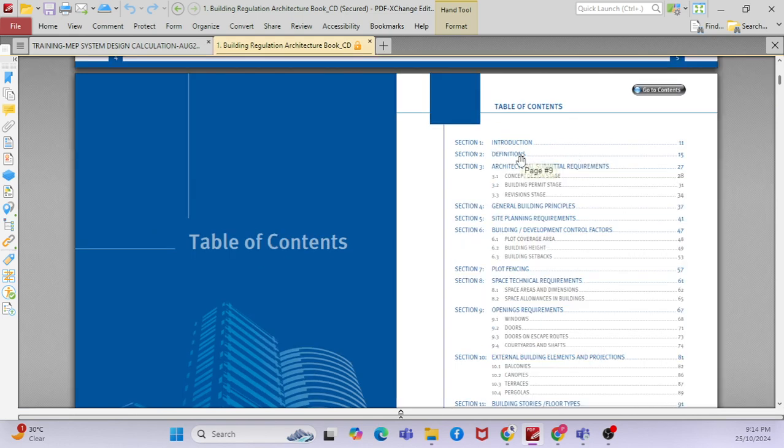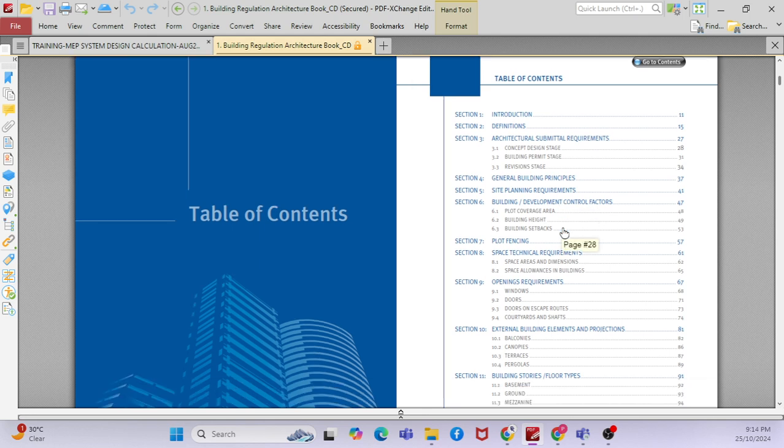For example, just read the introduction and the definitions. Architectural submittal requirements: just read the headings only. It is not that I am going to read; if I read, I will get knowledge, and if you read, you will get knowledge. I'm giving you this assignment for you people to study.